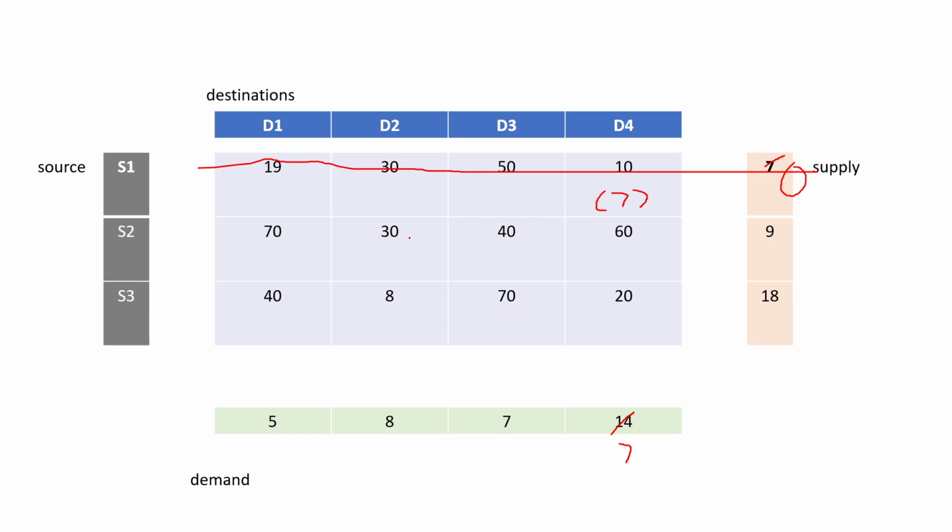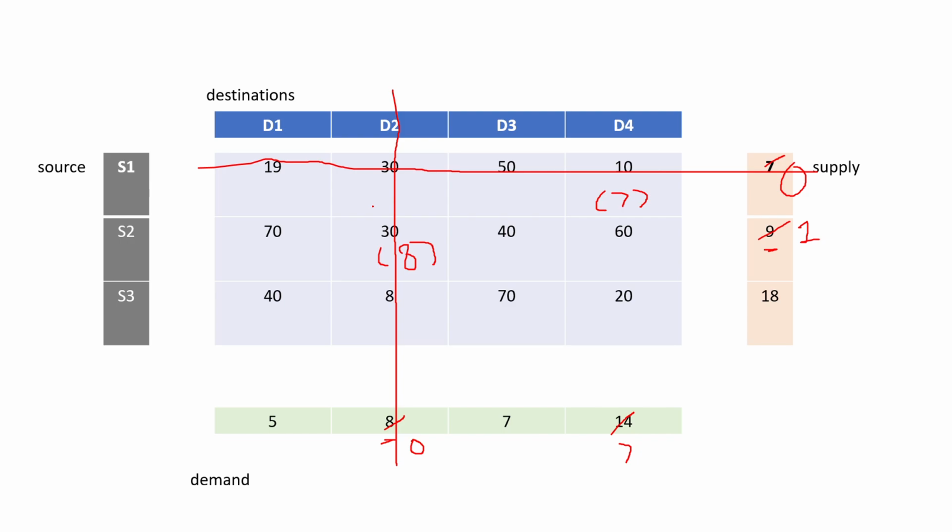Then come to the second row. Here the minimum value is 30. For 30 supply is 9 and demand is 8. So for fulfilling its demand, we can maximum give 8. So for 30 the allocation is 8. Now the demand becomes 0 and supply remains 1. Okay, now we can see the demand is 0, so we draw a line through that column.